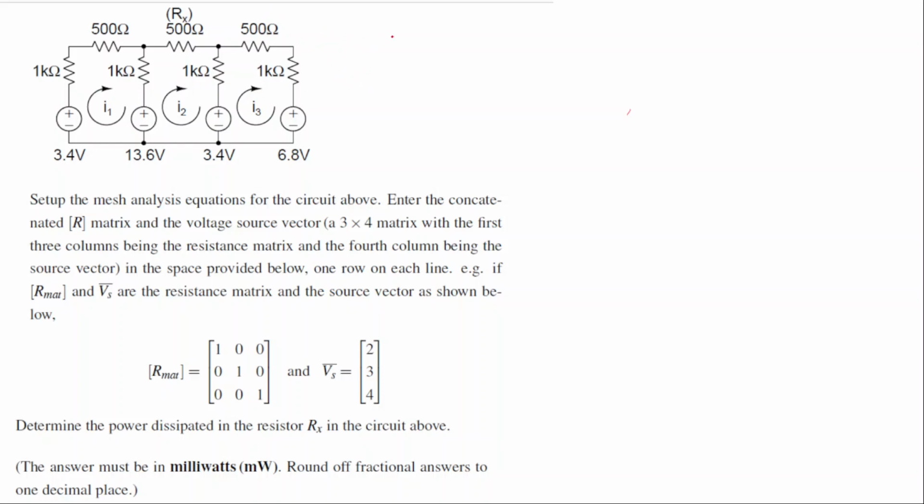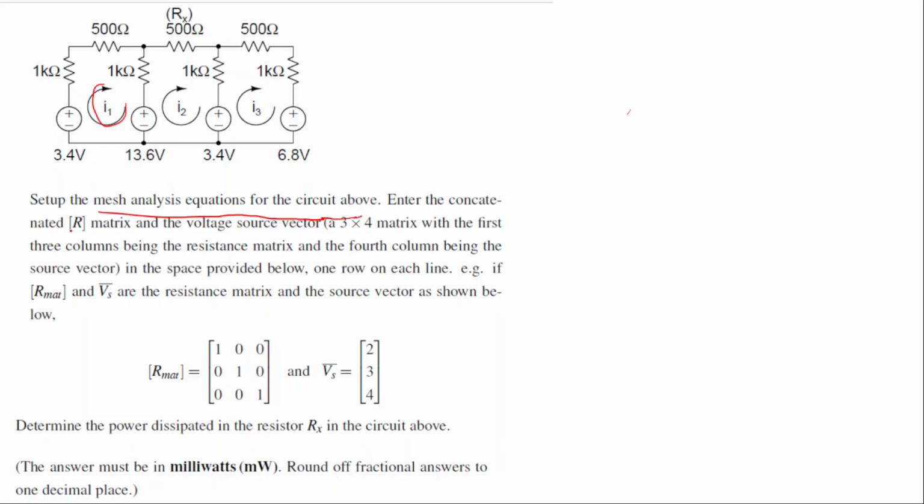So in mesh analysis, the first step is to identify the meshes. Covering all the elements, you write down the current in each mesh. Say in this circuit I have written I1 as the current in this mesh, and the current in this mesh. The problem statement is to set up the mesh analysis equation for the circuit above.